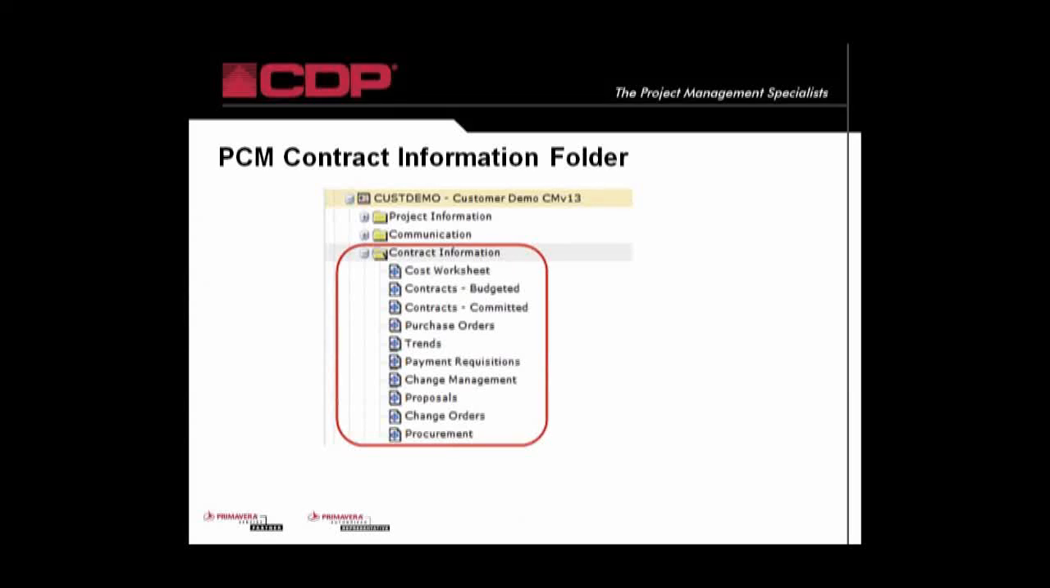When you receive the software out of the box, it will come with 4 folders and modules within those folders. Those folders are project information, communication, contract information, and log information. If you are a user and you may have modified the way that your folders and your modules lay out within your screen, that's not going to change any of the function.